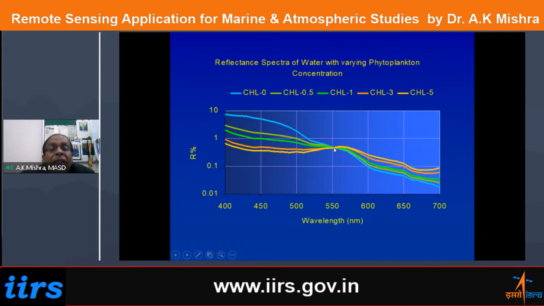But there is a hinge point at 550 nanometer. So if you take the ratio of blue to green channel, you can estimate how much chlorophyll is there in the particular water. So this is the basic of finding out the applicability of the biooptical algorithm.